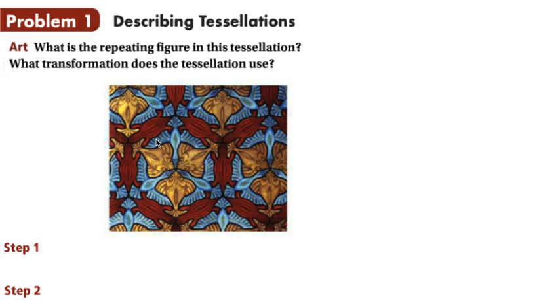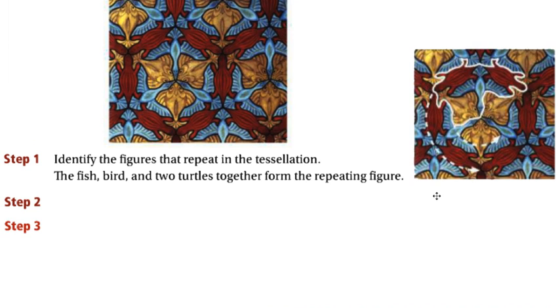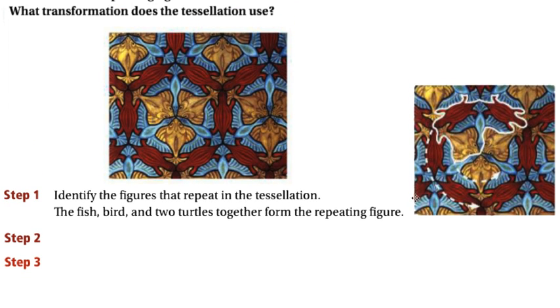If you look in this figure, I don't know how well this is going to copy onto your printed notes, but there's a tan colored fish here, and then there's a blue colored bird, and there are two red turtles as well. So the first step is to identify the repeating pattern. And in this example, it's the tan fish, the blue bird, and two red turtles.